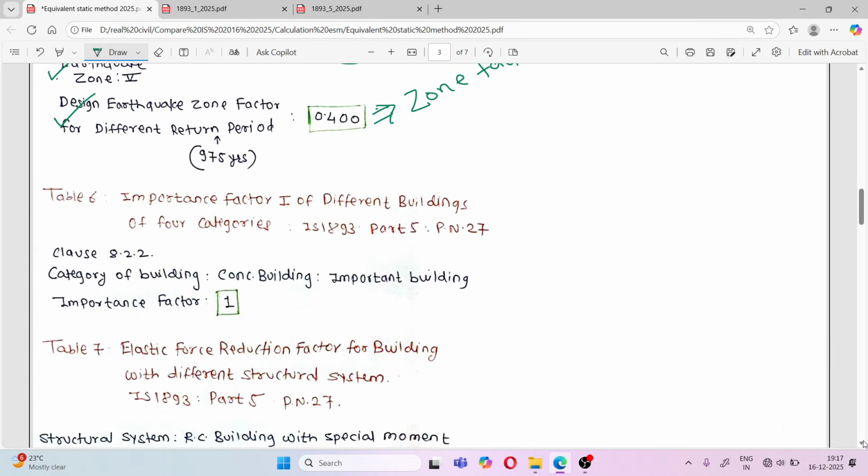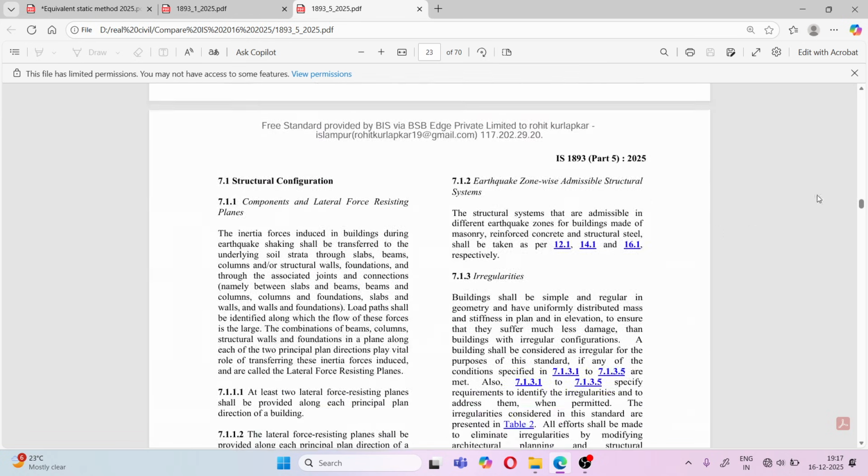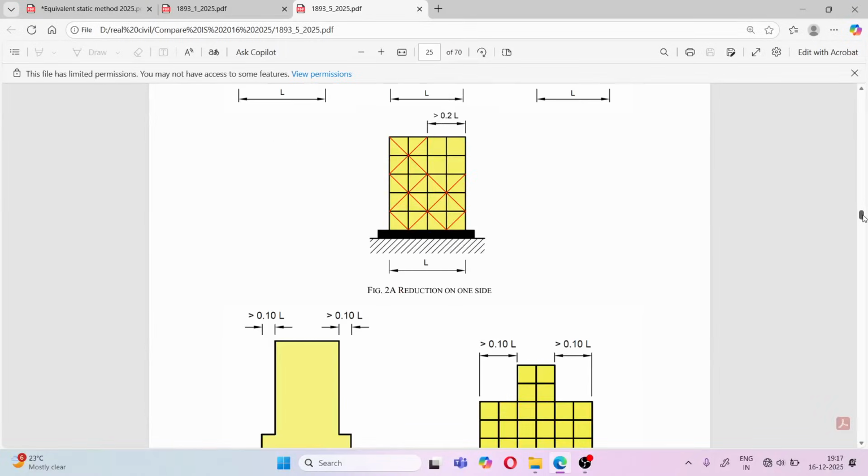Next, so the Z value is calculated. Now let's calculate the value of I, that is the importance factor. Importance factor I of different buildings of 4 categories. For that you have to go to Part 5, page number 27. Okay. So you'll go to page number 27.